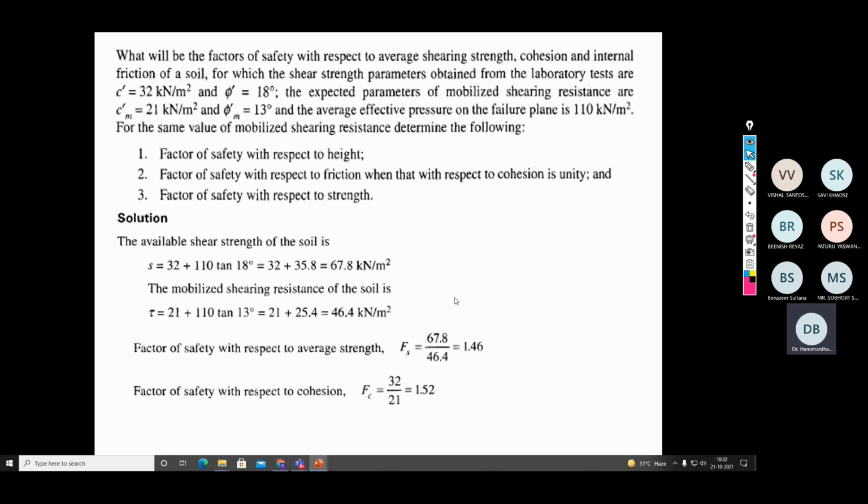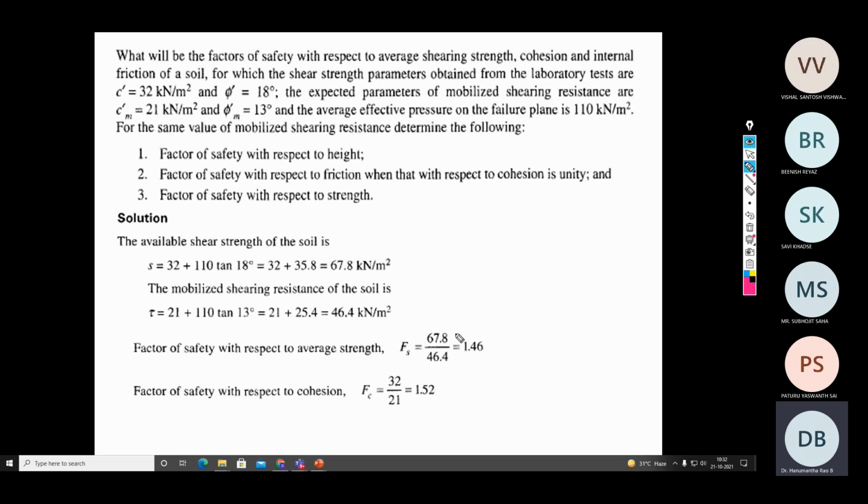So now I know the ultimate shear strength and the mobilized shear strength. Your factor of safety with respect to average strength is nothing but 67.8 divided by 46.4, shear strength upon shear stress. This comes out to be 1.46. Now you are also asked to determine the factor of safety with respect to the cohesion, which is very straightforward again. C dash by C dash m, so 33 divided by 21, that is 1.57.